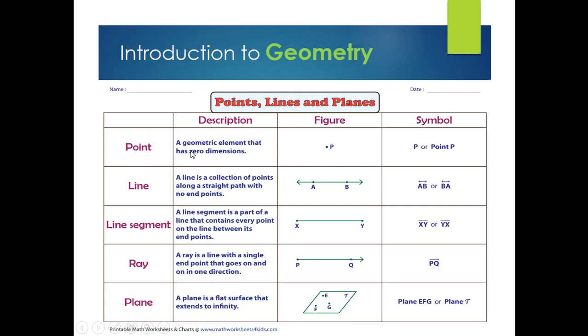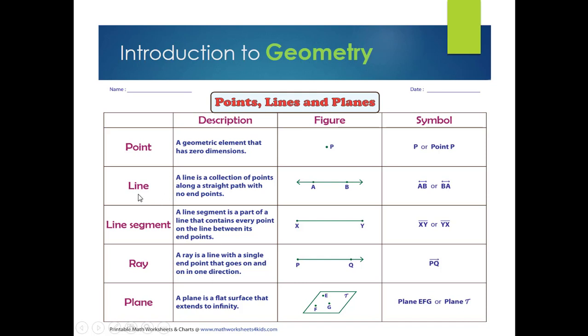Point actually is a geometric element that has zero dimension. That means the point doesn't have length, width, or height. So it is actually zero dimension. So how can we represent it, or how can we give it a name or a symbol? We can give it P, or we can say point P.